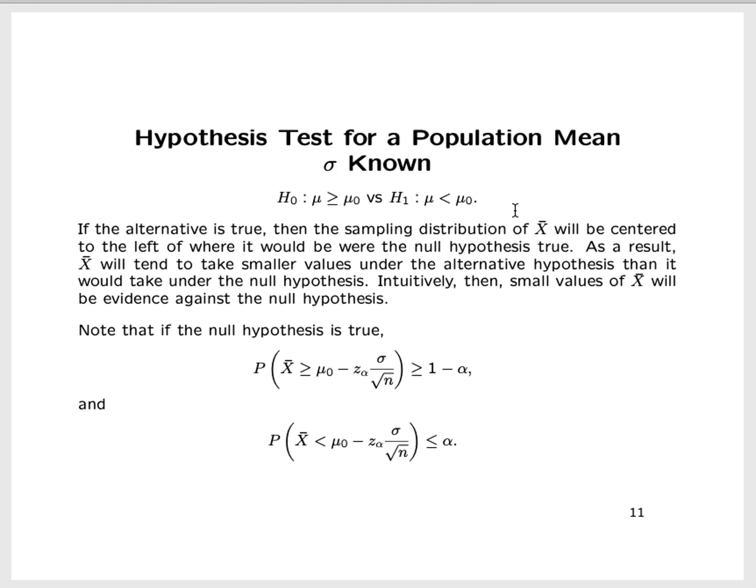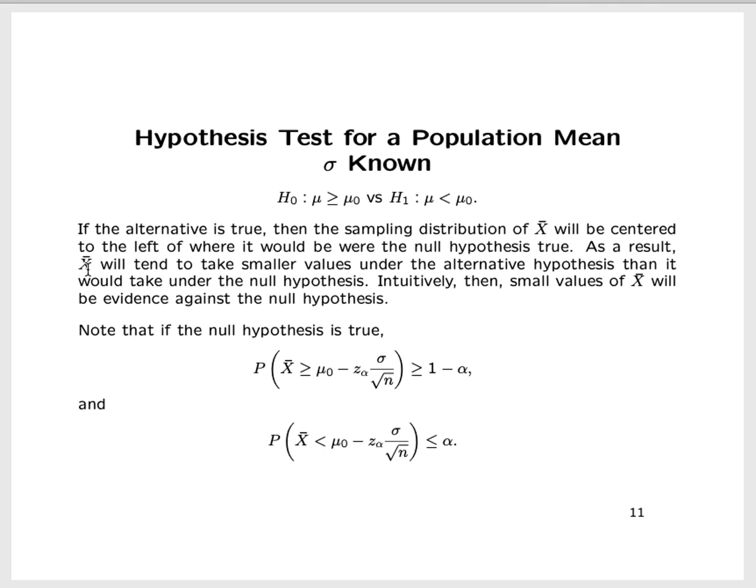On the other hand, if the alternative is true, then x bar will be centered somewhere to the left of mu sub 0. As a result, if the alternative hypothesis is true, then x bar will tend to take smaller values under this alternative hypothesis than it would take under the null, because those would be the intervals over which we would have maximum probability. And so intuitively then, small values of x bar will be evidence against the null hypothesis.